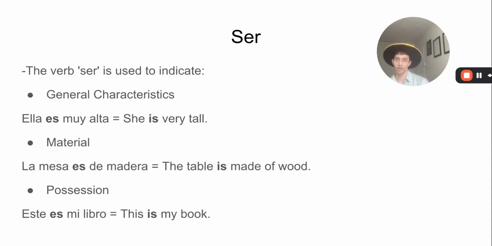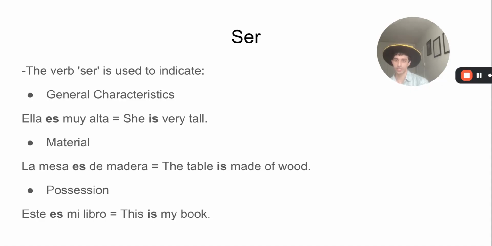And if you're talking about material, what something is made of, this is quite a niche or precise usage of ser, less common for sure, but you would use the verb ser in this instance as well. For instance, la mesa es de madera, the table is made of wood, rather than la mesa está de madera. So you'd use es from the verb ser instead of está from the verb estar.